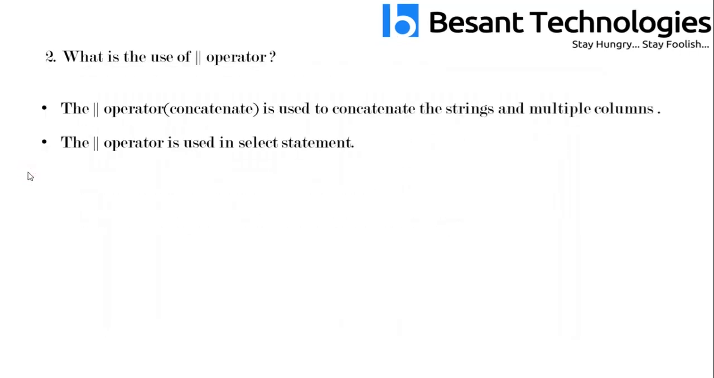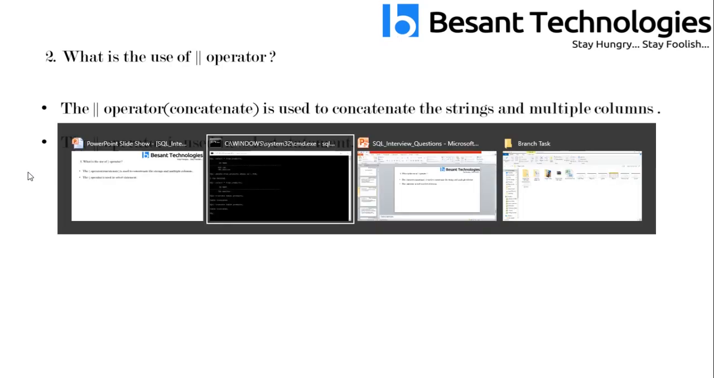The next interview question is, what is the use of the concatenation operator? This operator is called the concatenation operator. It is used to combine more columns, or columns with strings. It is used widely in the select statement. Let us see an example here.